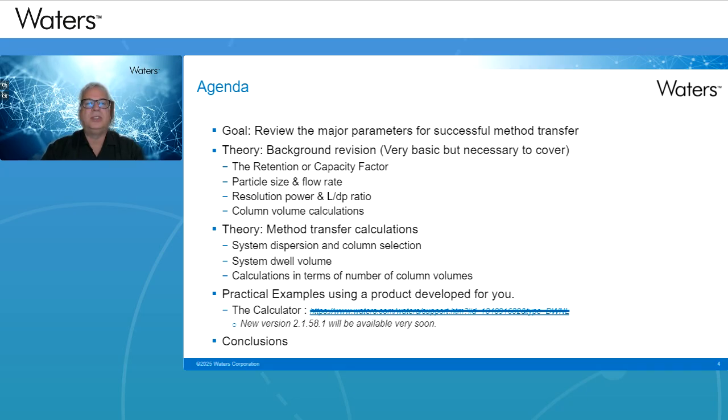It's very important to cover them because this will be the foundations for the rest of the seminar. And then we will look at the method transfer calculation itself. That portion will be the theory. So you will be able to see how it's done, but you won't need to remember the formula and everything. It won't be complex because we have a tool called the Acuity column calculator that will do all the calculation for you. But it's important to understand what's happening for those calculations.